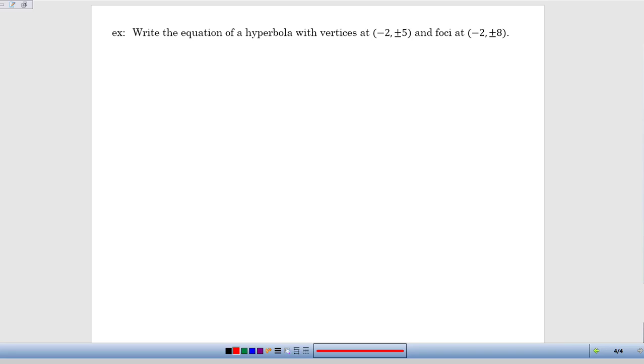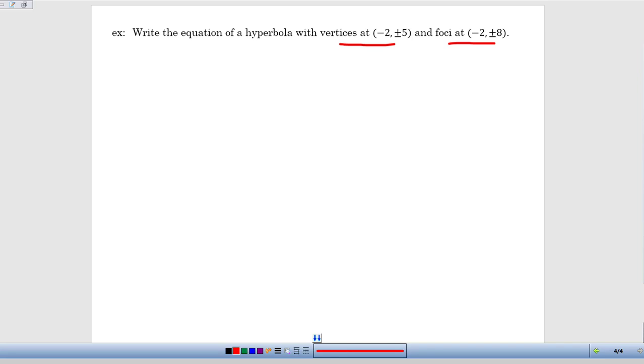Our last example has us trying to write the equation of a hyperbola, having been given some information about its features. So we are told that the vertices are at -2, plus or minus 5, and our foci are at -2, plus or minus 8. From that information, we want to piece together the equation of our hyperbola.